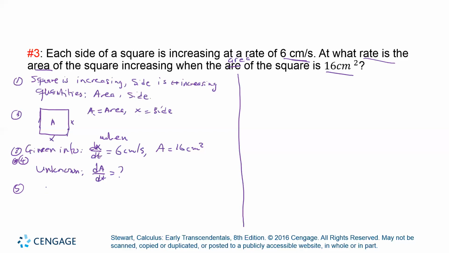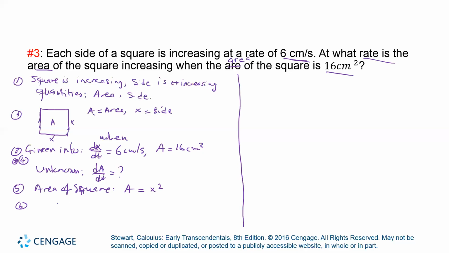Now, if it's a square, what's the formula for finding the area? Area of a square: A is equal to just x squared. So that's the quantity, the two quantities, the area and the side of the square. Then step 6 says use chain rule to differentiate.